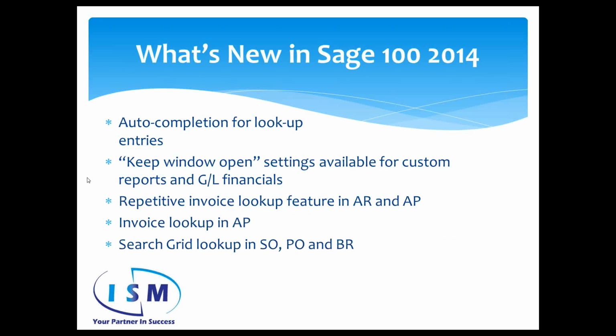That wraps up our year-end process, and so what I'm going to do right now is dive into what's new in 2014. There's a lot of really neat features in the system. We now have the ability to do auto-completions. The leave open window is now in the system. You can now do invoice lookups for repetitive information. We also have the lookups in AP that we didn't have before, and we also now have the grid lookup in the system. So I'm just going to dive in and show you that information.